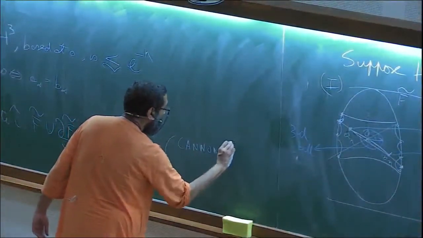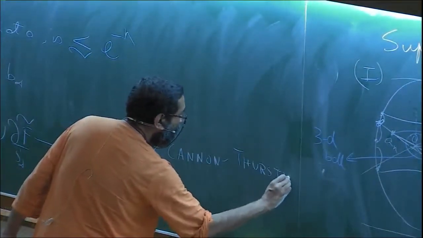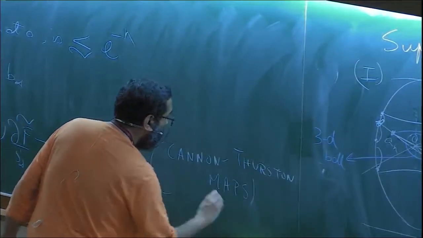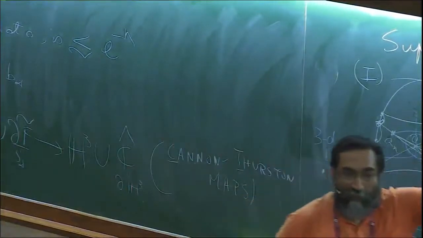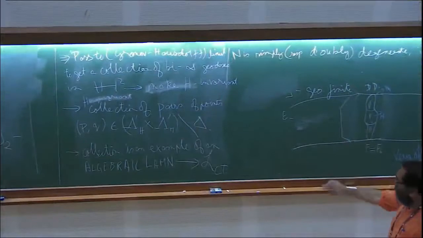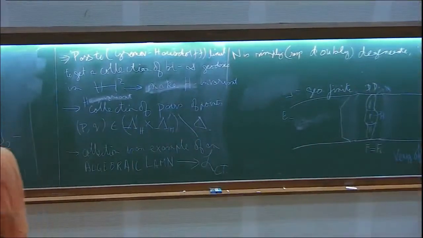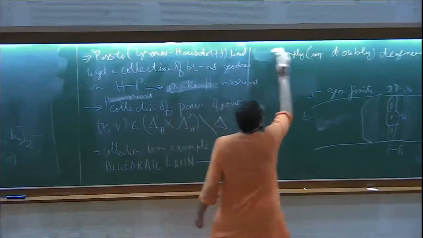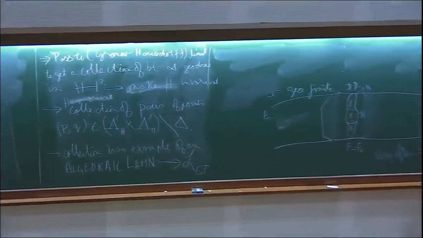So such continuous extensions have a name. These are called Thurston maps. And this is the C and this is the T in LCT. So you pass to a Gromov-Hausdorff limit to get a collection of bi-infinite geodesics in H2, make it H-invariant, and this H-invariant collection of pairs of points is an example of an algebraic lamination. And so now let's give a formal definition of this gadget. So what's LCT?